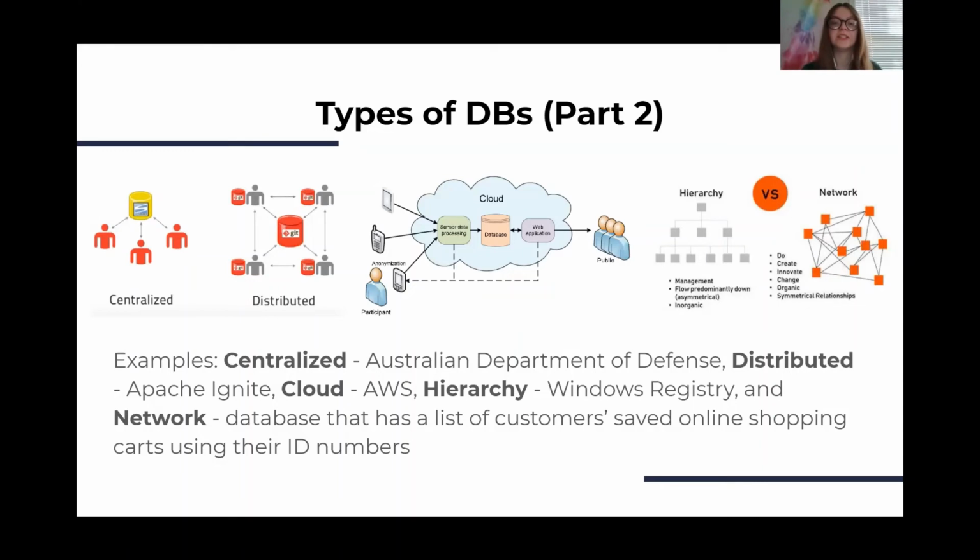So a network database, you can think about it as having nodes of data that are connected to one another through links. And this is different from a hierarchical database because it's not just a parent and the child. Parents and children can have multiple of each. And here are some examples below.